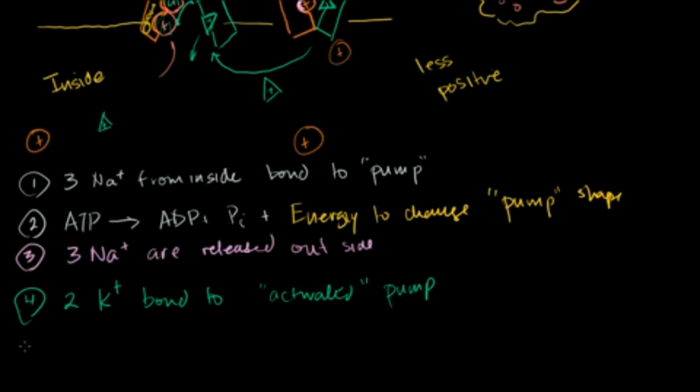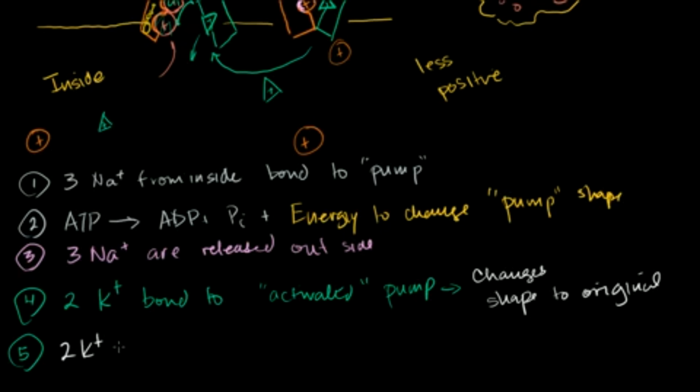So step 5, the pump changes shape back to the original. And once we're in the original shape, those 2 sodium ions are released inside the cell. And we're going to see in the next few videos why it's useful to have those sodium ions on the inside. You might say, well, why don't we just keep pumping things to the outside in order to have a potential difference? But we'll see these sodium ions are actually also very useful.